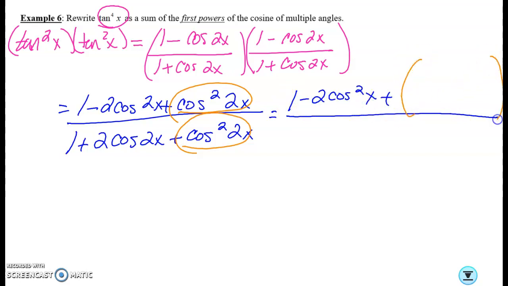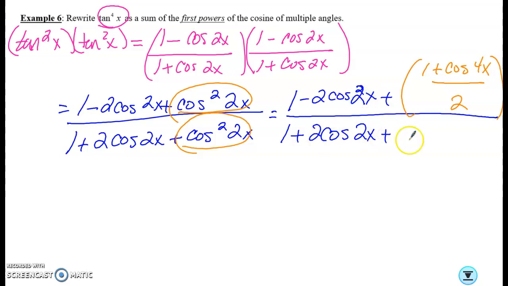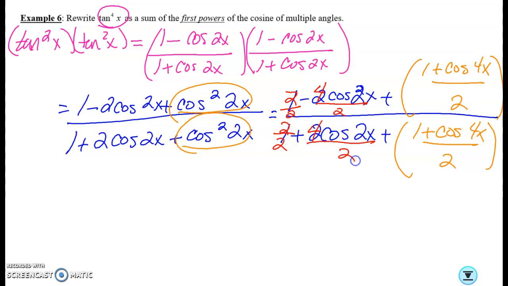So in for the cosine squared of 2x, we need to make that equivalent to 1 plus the cosine of 4x divided by 2. And in the denominator, I have 1 plus 2 cosine of 2x plus 1 plus the cosine of 4x divided by 2. Okay, we need some common denominators again. This guy's going to get a common denominator. This guy's going to get a common denominator. Same with this guy, and same with this guy.